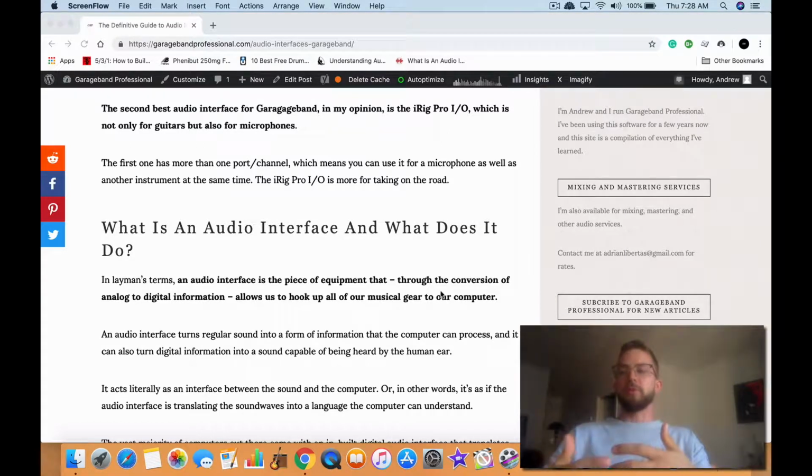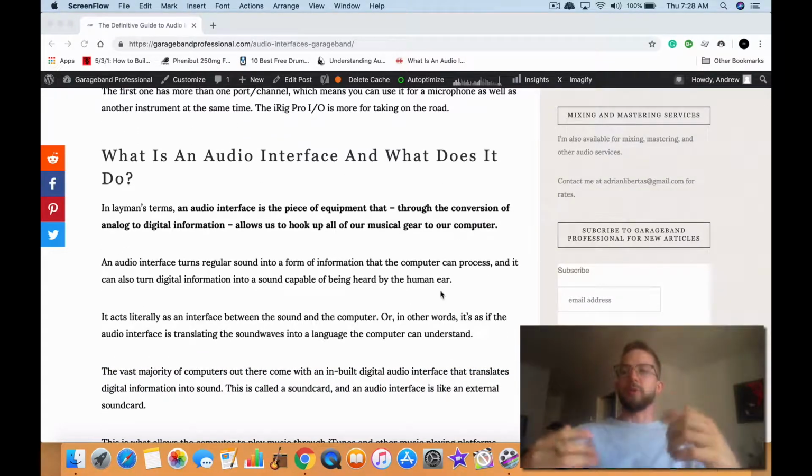So an audio interface is essentially a piece of equipment that, through the conversion of analog to digital, allows us to hook up all of our gear to our computer. And that's basically what it does. That's the exact terminology I use in my article.